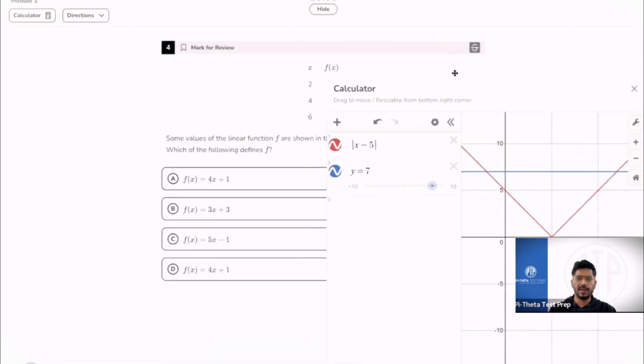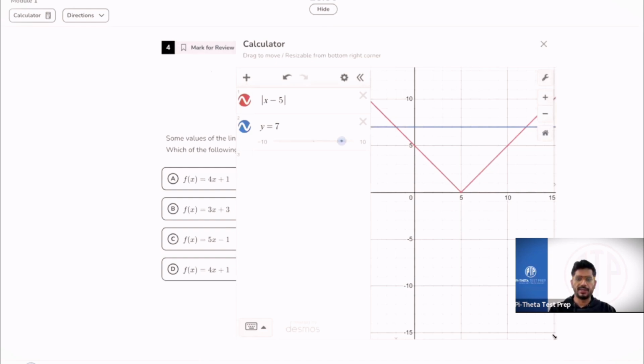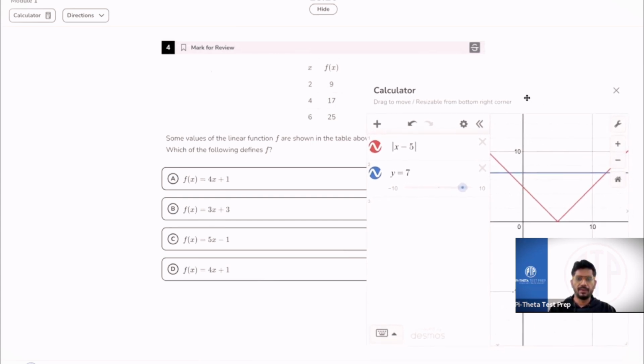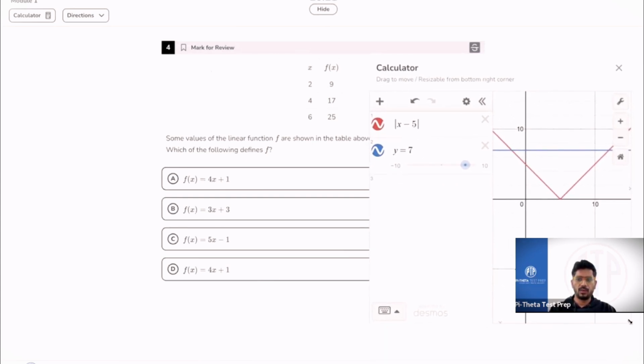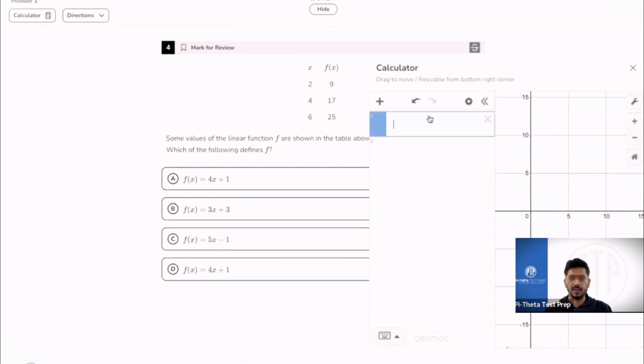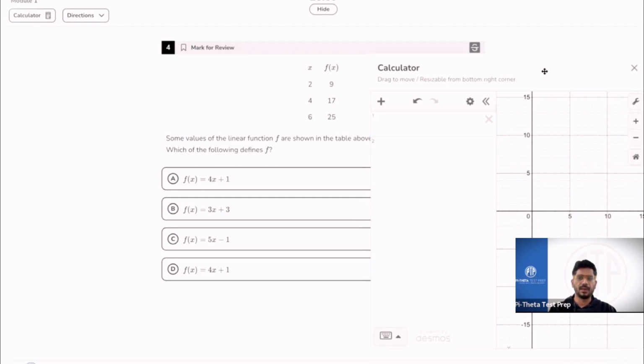Here comes the question that we can call linear regression, right? And it is one of the most important questions in the exam, and we'll be solving it with the help of the calculator again. The feature that we'll be using here, we call it the table feature. Now, whenever you get such a question where they're telling you some values of a linear function and the table is given above, and they ask which of the following defines f, they are asking for a linear equation in slope intercept form, that is y equal to mx plus c.